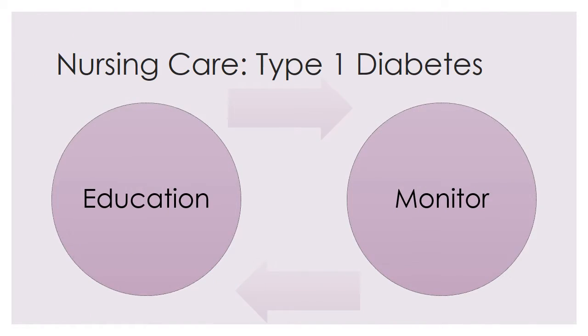So let's review the nursing care. Educate about the disease. Provide treatment and management of disease. Teach about insulin administration, dietary management, exercise, and blood glucose monitoring, the signs and symptoms of hyperglycemia and hypoglycemia. You should also be aware of these if they are in the hospital.